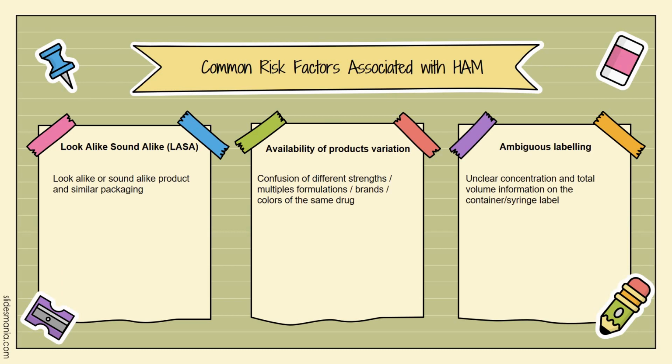The fifth is look-alike, sound-alike, LASA. It happens when there are look-alike or sound-alike products and similar packaging. Then the availability of product variation happens because of confusion of different strengths, multiple formulations, brands, or colors of the same drug. And then the ambiguous labeling, unclear concentration and total volume information on the container or syringe label.